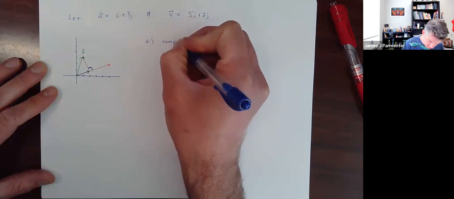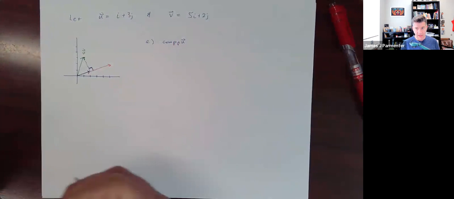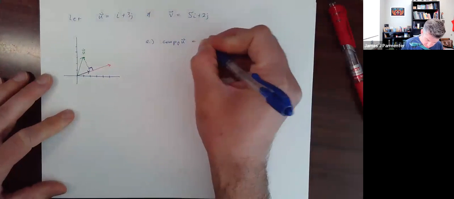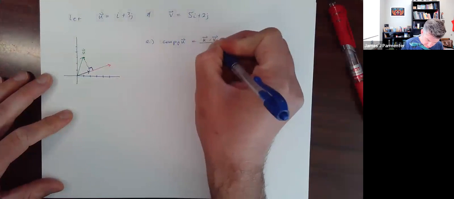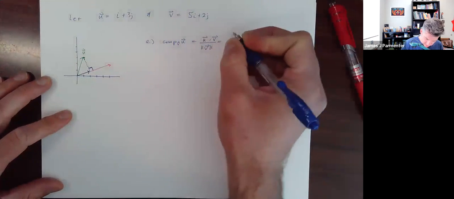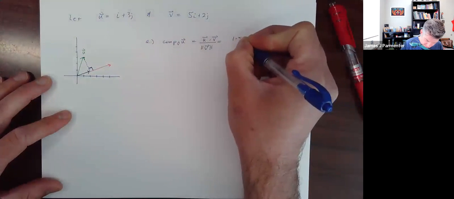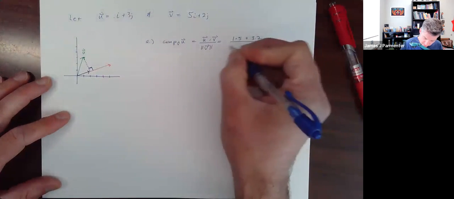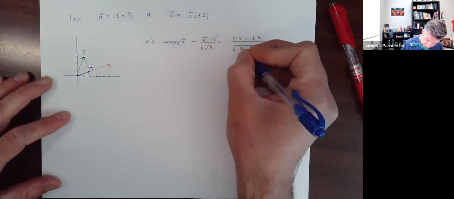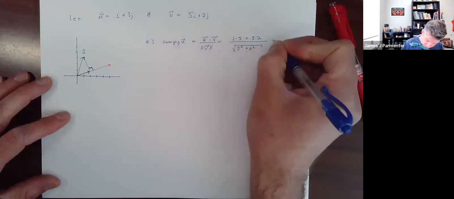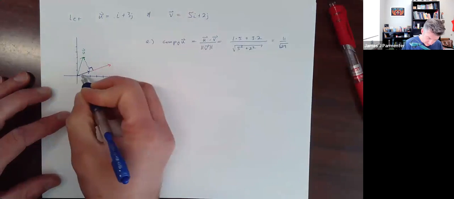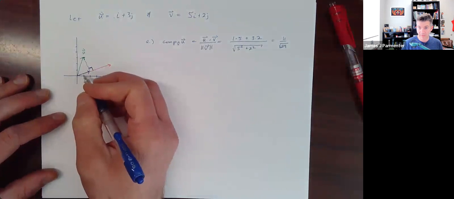of U onto V, I'll point out, I often end up recreating this formula every time I use it because I just don't remember it. But since we just did it, I know it's going to equal U dot V divided by the magnitude of V. So that's just going to be 1 times 5 plus 3 times 2, right? Just multiplying the like components together, divided by the magnitude of V, which is going to be the square root of 5 squared plus 2 squared. So that's going to equal 5 plus 6, which is 11, over the square root of 29. So the length of this vector here is 11 over the square root of 29.